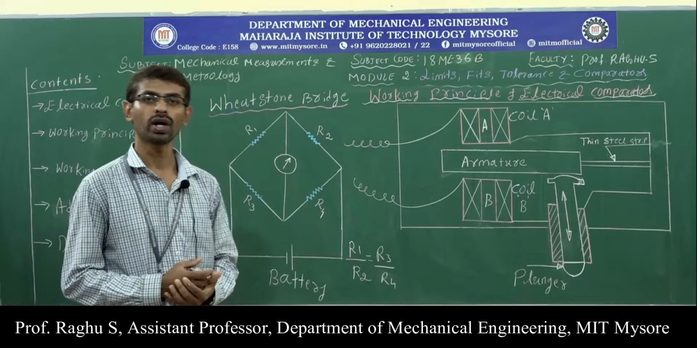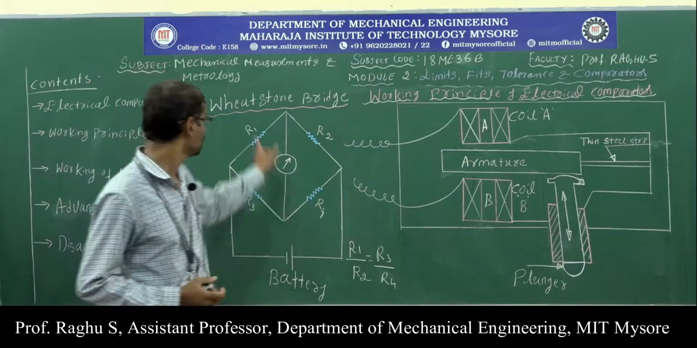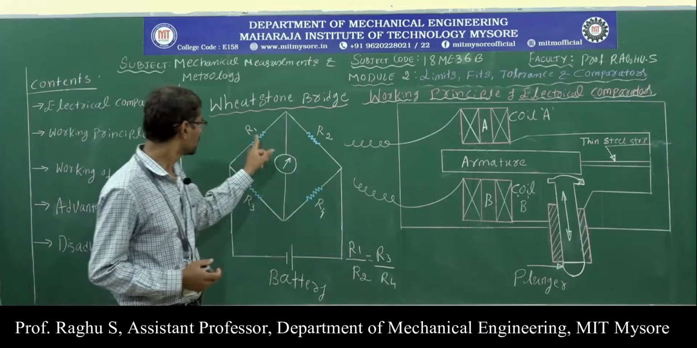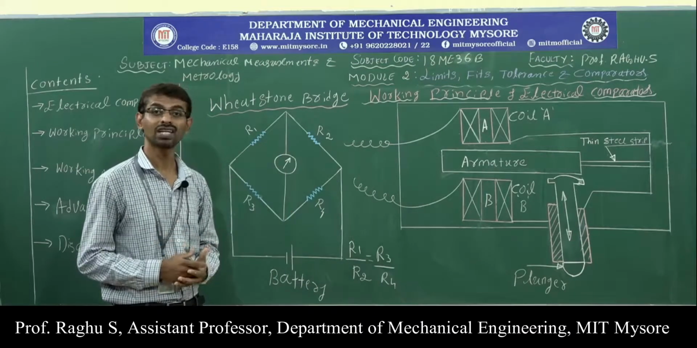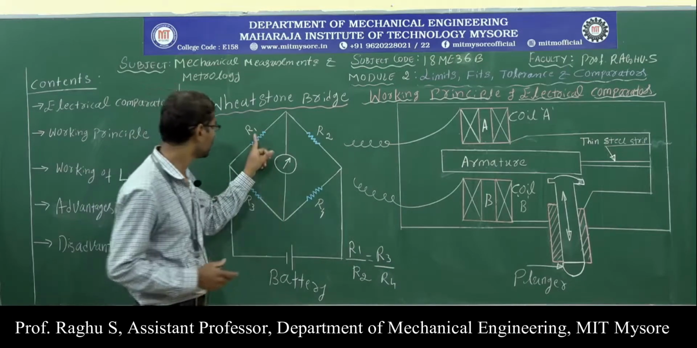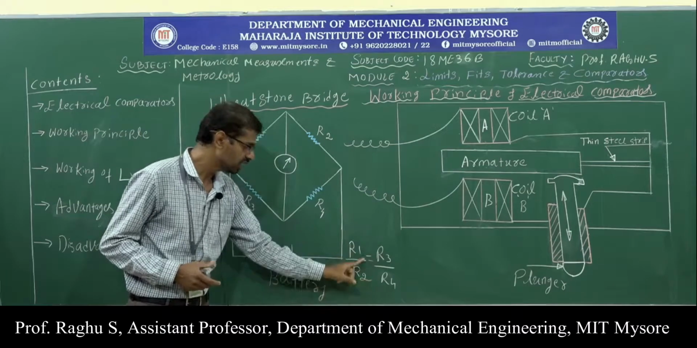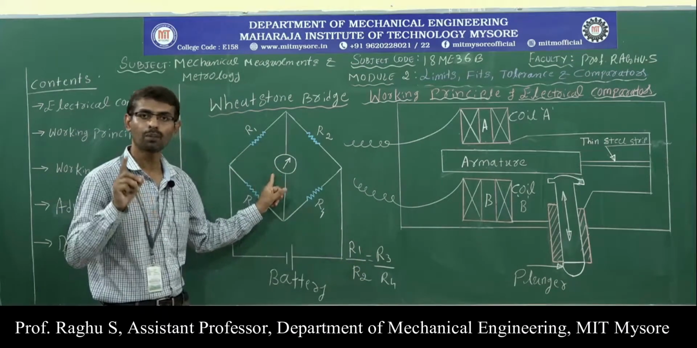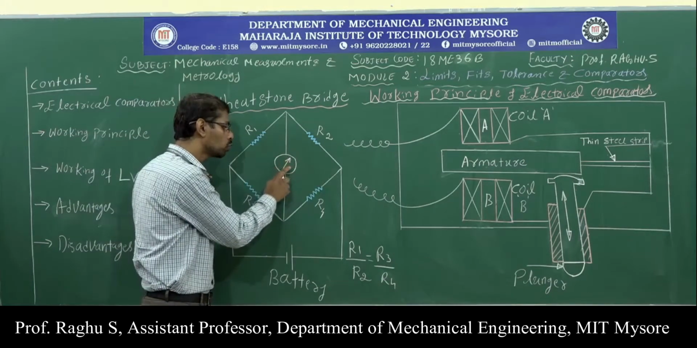Now let us discuss the working principle of the electrical comparator. The electrical comparator uses a Wheatstone bridge. The Wheatstone bridge consists of 4 resistors R1, R2, R3, R4. We know the balancing condition of the Wheatstone bridge, that is the ratio of R1 by R2 is equal to R3 by R4. When this condition is satisfied, the bridge is said to be balanced. When the bridge is balanced, there is no flow of current through the galvanometer.